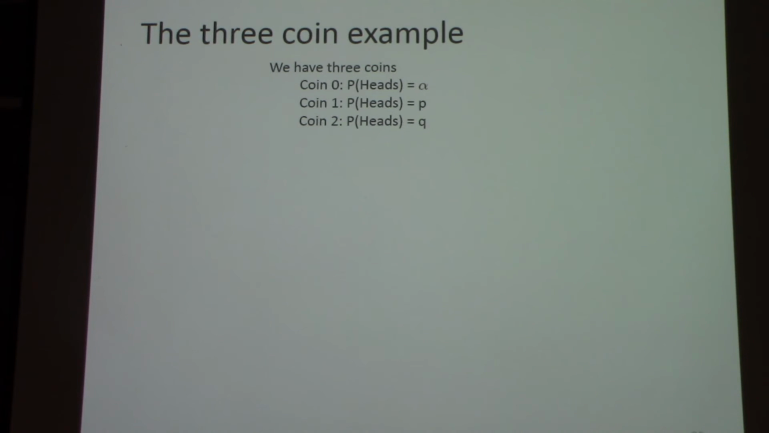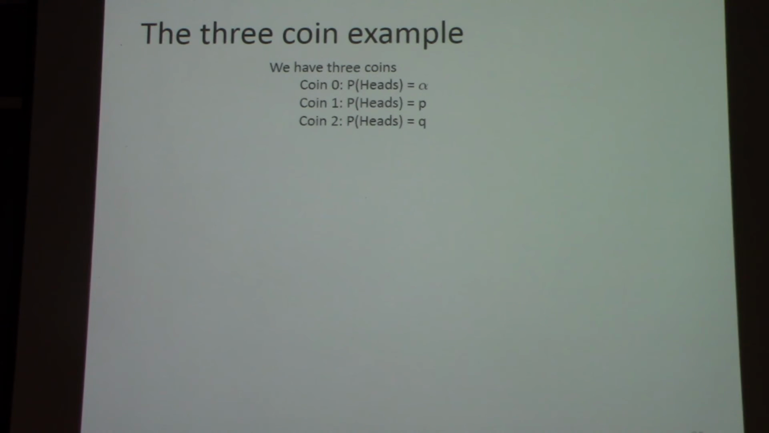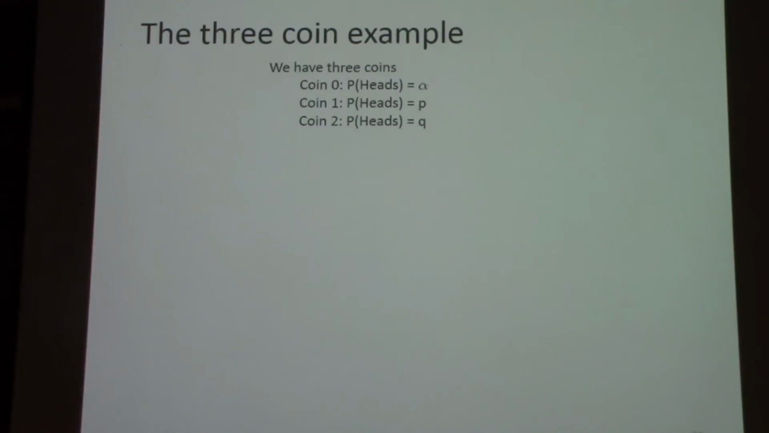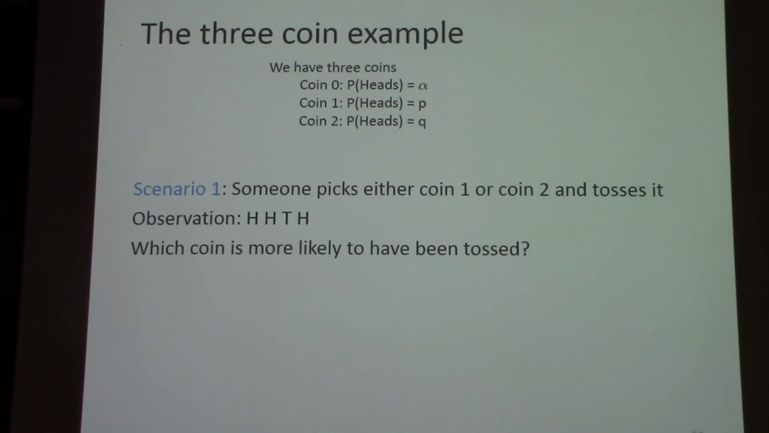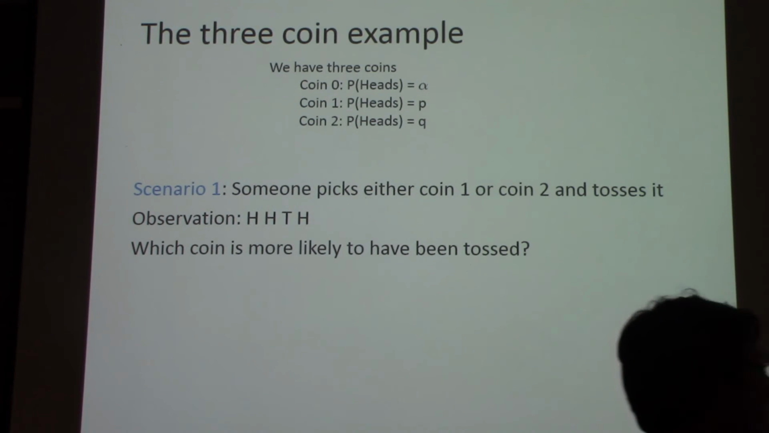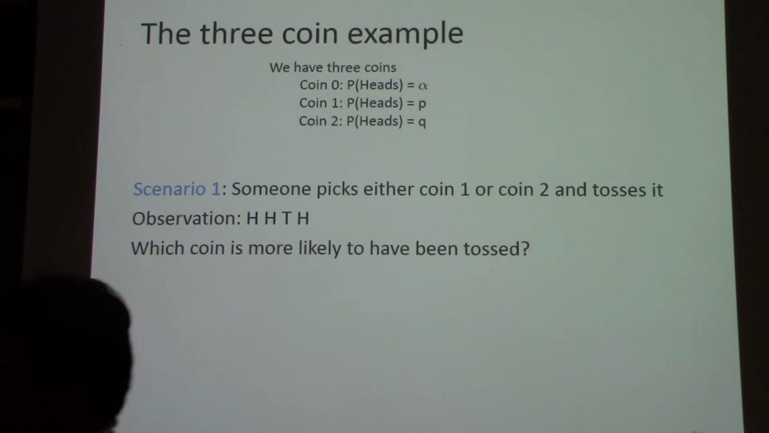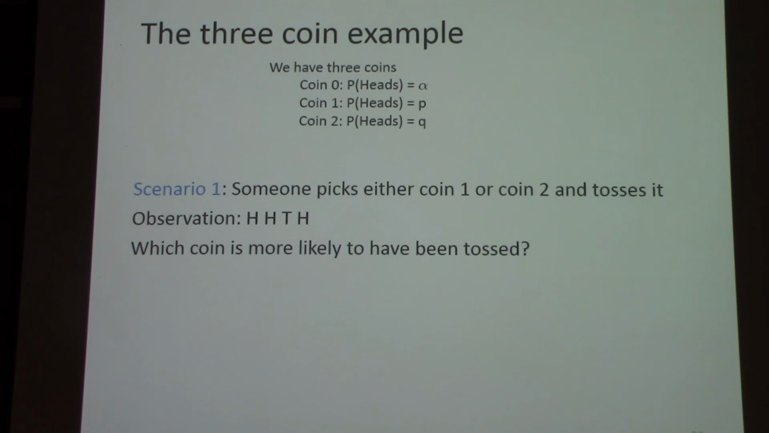Mostly this is like a puzzle. So say I have 3 coins, 0, 1 and 2. The biases of these coins are alpha, P and Q. For coin 0, the probability that it gets heads is alpha, and P and Q are for coins 1 and 2. Let's think of various scenarios that we can have with these 3 coins. Say I pick 1 or 2, I don't know which one. Toss it 4 times. And I get this observation, 3 heads and a tail.